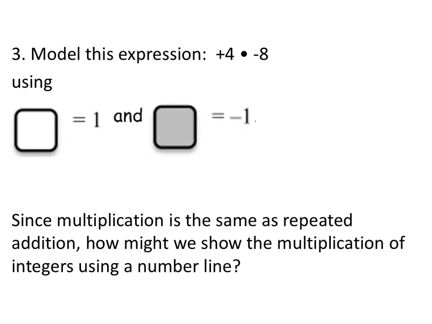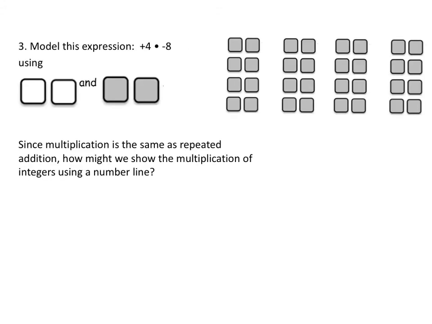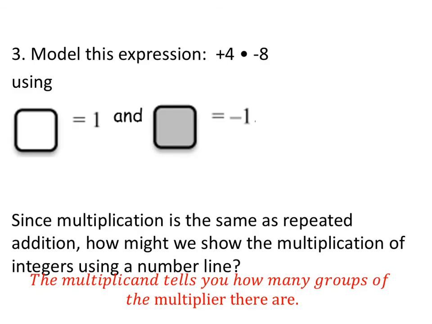All right, I'll go ahead and see if I can model this thing. There we go, I was able to produce 1 group of 8, but we need 4 of them, right? And yeah, those are negative, by the way, because they're all shaded in. And then seeing that as 4 groups of those negative 8s, this would complete it, and we can see clearly that there's 32 of them, and they would all be negative right there. Well, I guess this is what it said right there. The multiplicand tells you how many groups of the multiplier there are.